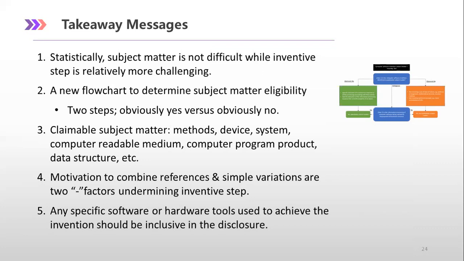Number three, claimable subject matter ranges from tangible computer readable mediums and devices to any intangible methods, systems, computer program products, data structures, etc. Number four, motivation to combine references and simple variations are two negative factors to undermine inventive step. Number five, the new chapter emphasized that any specific software or hardware tools used to achieve the invention, regardless if it's commercial or open source tool, should be all inclusive in that disclosure.